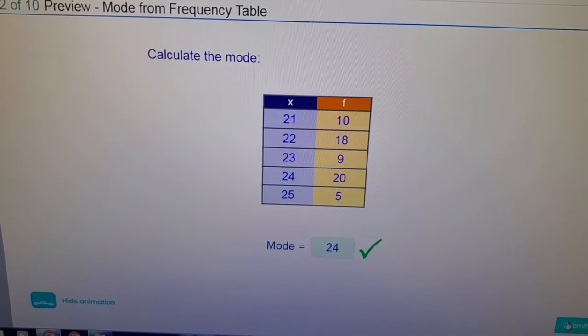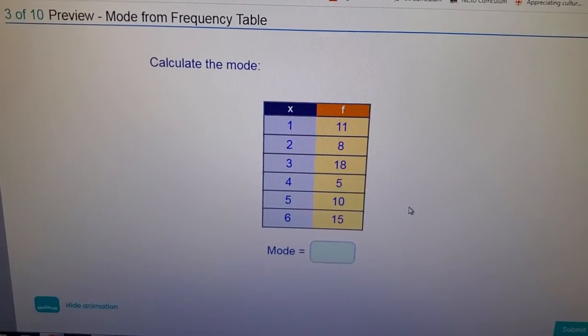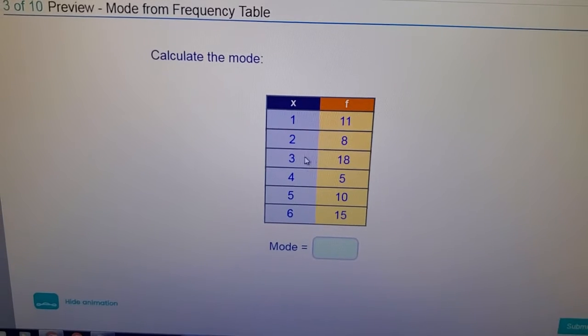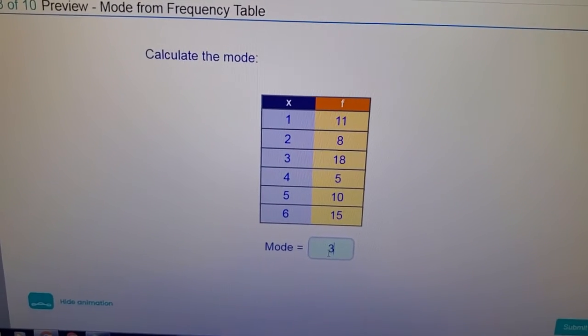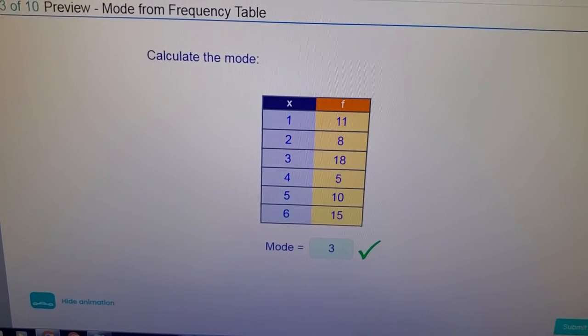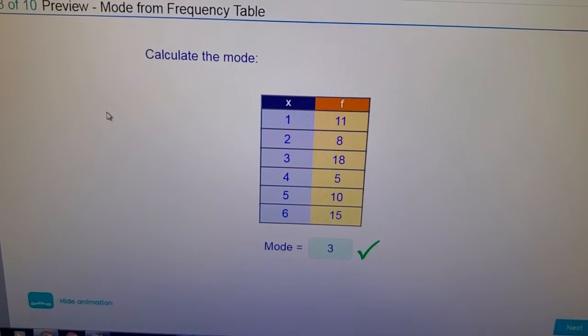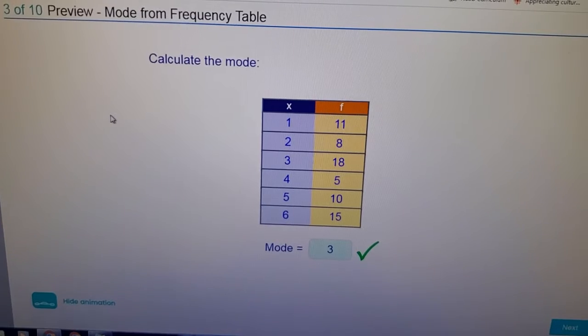I need to press submit again. The mode on this one is the one that there's the most of. 18 is the highest number, so it would be 3. So the ones with mode are pretty simple. You likely will not need to use paper for them, but the ones that are mean, you probably will.